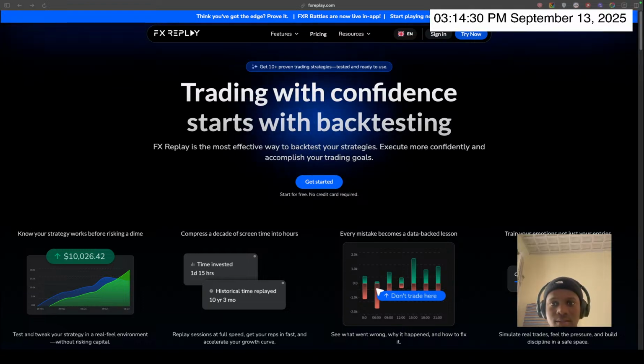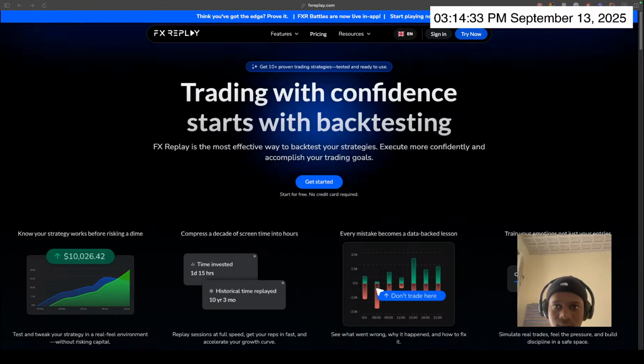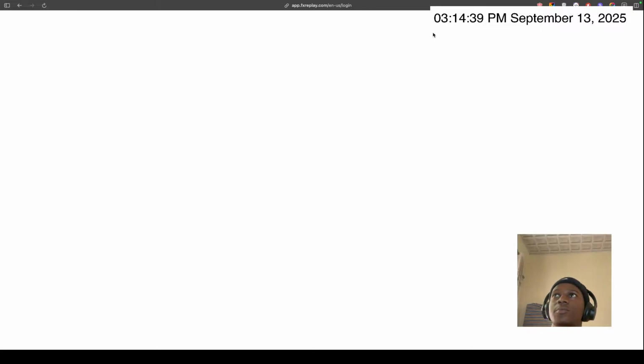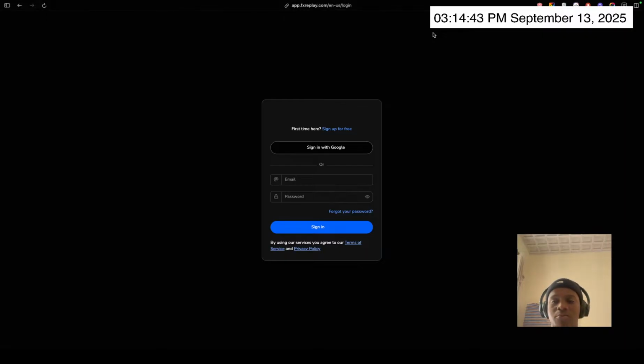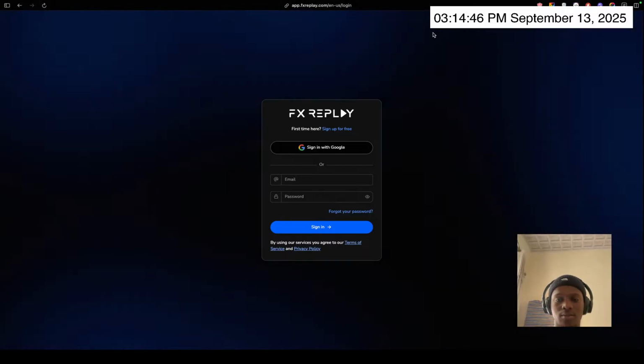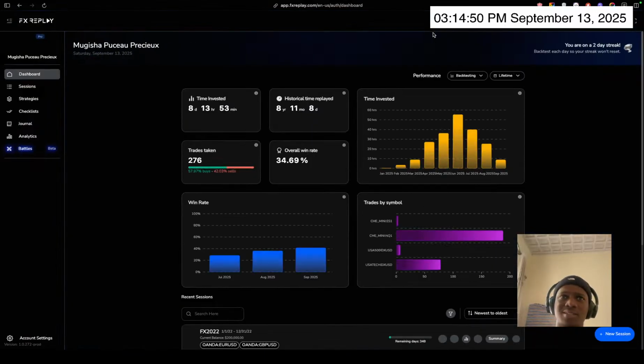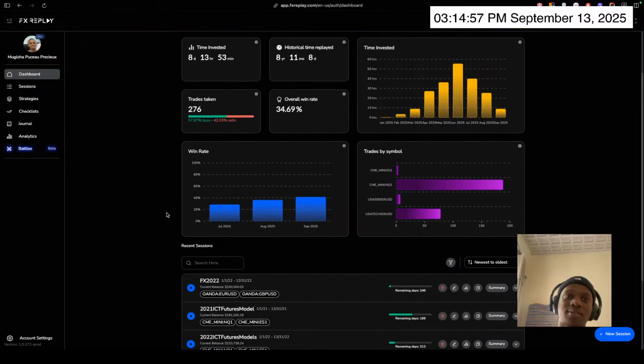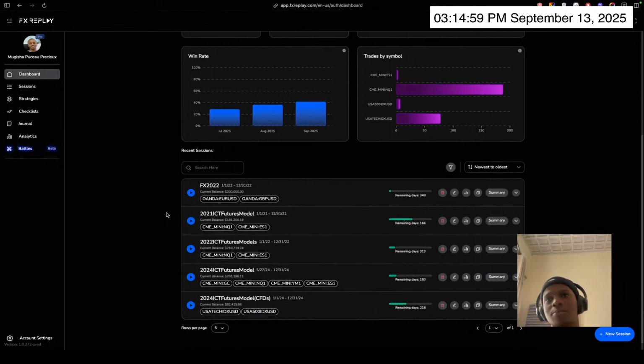Let's get started. Going to do some backtesting. I think we'll be doing the 2022 ICT futures model, and that will be it for today's session. So we have a 34.6 win rate. We're backtesting it, testing it and journaling as appropriate, and the results will probably compound over time. Actually, they should compound over time.